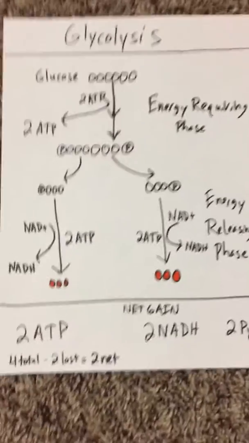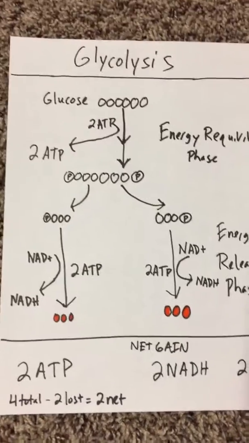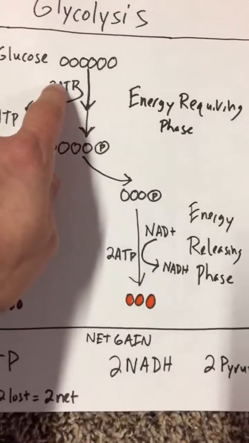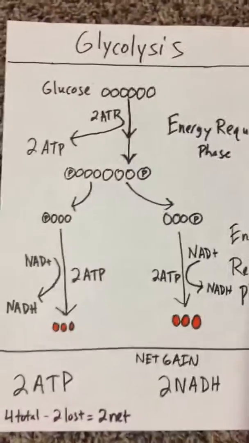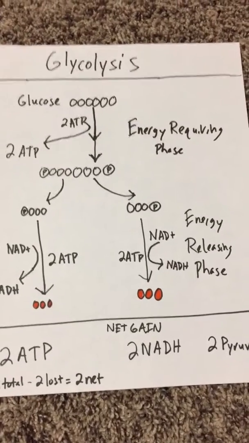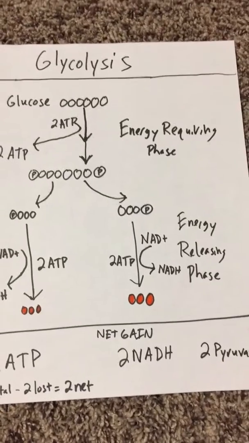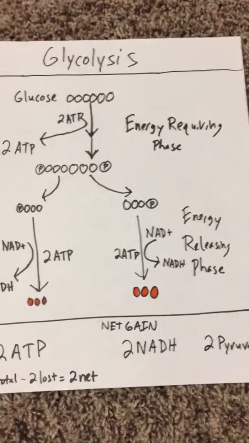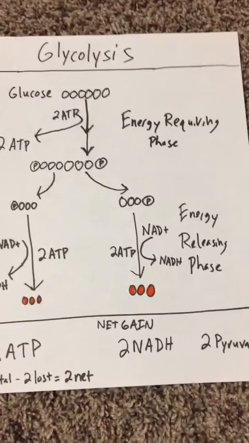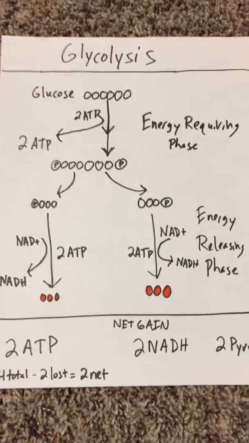Now, this is the energy requiring phase. So we're having to put energy in. We have to put 2 ATP in. So these 2 ATP are going to be used up and they're gone at this point. That's the energy that was required. So now we move on to the energy releasing. We invested our 2 ATP. We want to get something back from this.